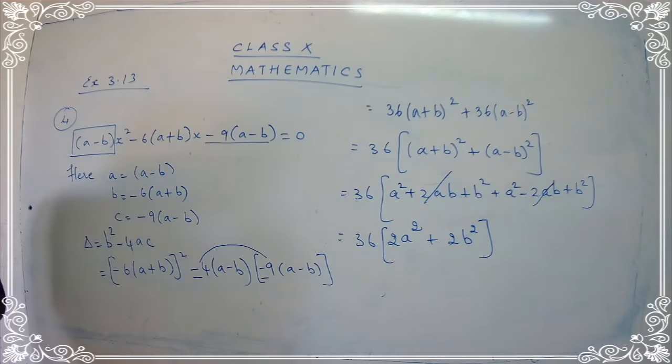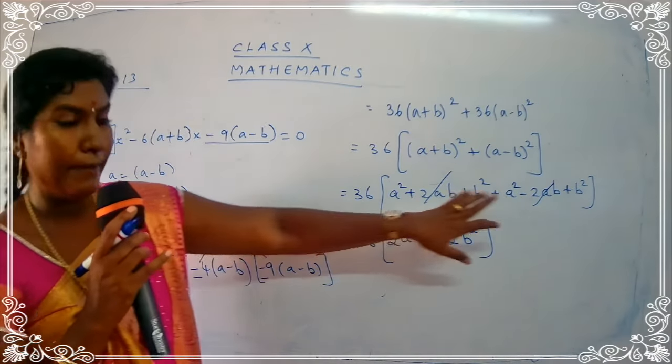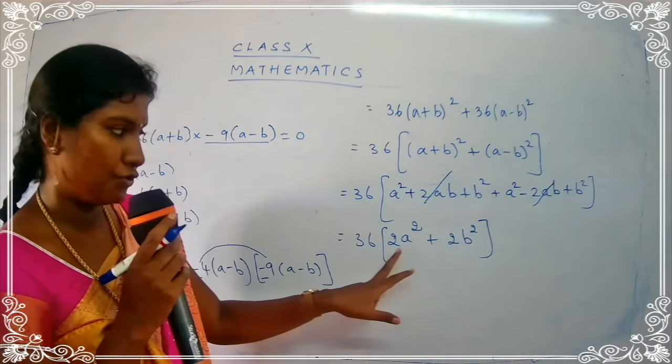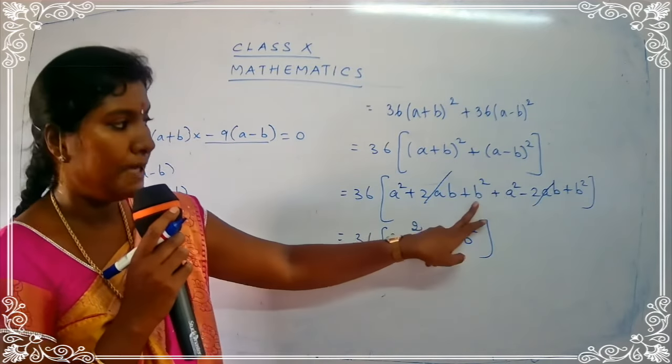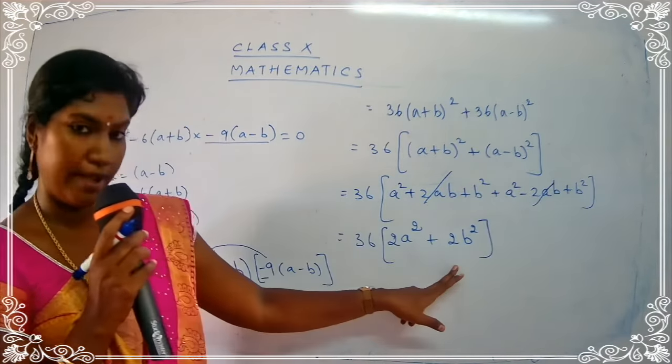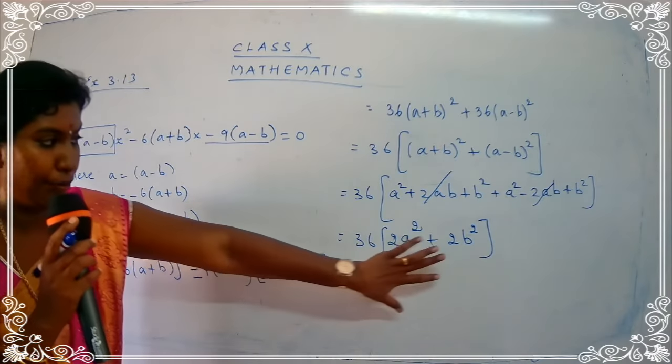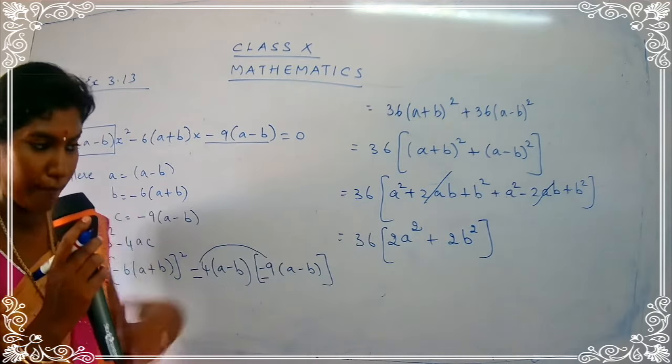I hope you are clear with the calculation. 2ab minus 2ab gets cancelled. A square plus a square gives you 2a square. B square plus b square gives you 2b square. Just tell me children, again, what can be taken common here? 2 is here, 2 is here. So I am going to take 2 common out.